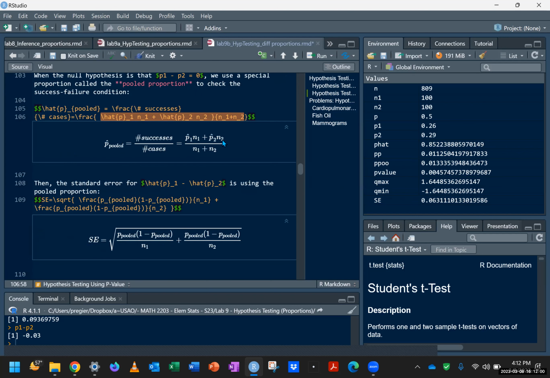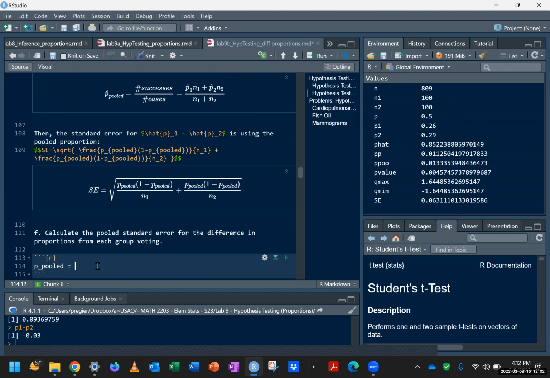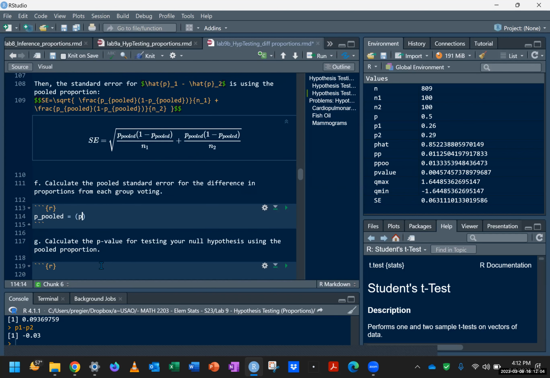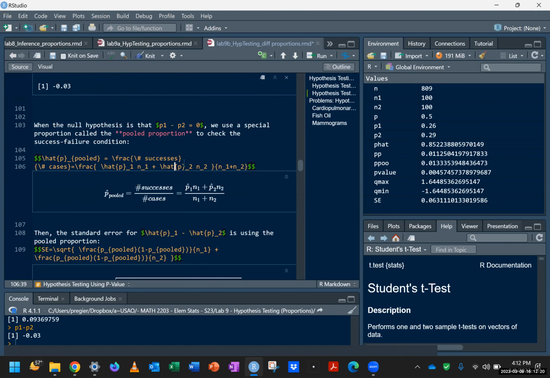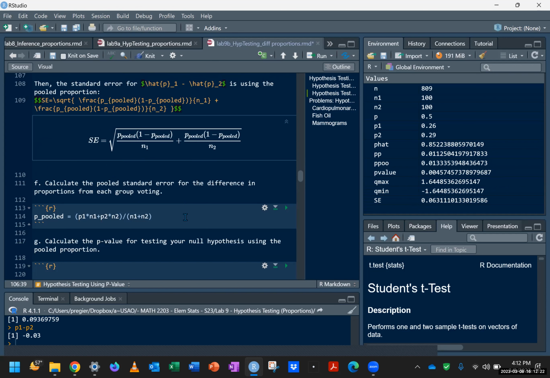No, well, no, I can't. I'll just have to say P1 times N1 plus P2 times N2, divided by N. I think it's N1 plus N2. Is that what the formula says? It's kind of a weird one. Yes, that's my formula. That's my pool proportion.